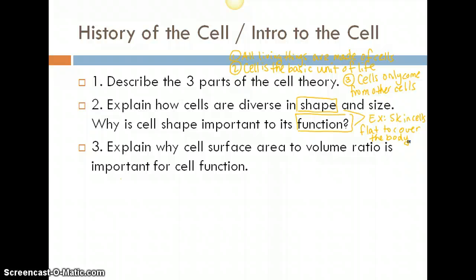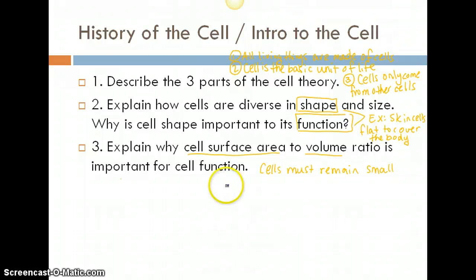Now, cell size will relate to cell surface area and volume. So cells must remain small in order to carry out all of their functions. And so the surface area to volume ratio must stay low in order for the functions to be carried out.